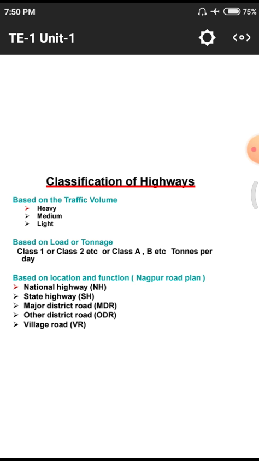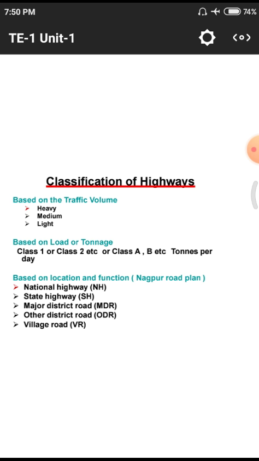Based upon the traffic volume: heavy, medium and light. Heavy roads means national highways, which are also called heavy roads. Why? Because in a 24-hour span, automatically lorries and other carriage vehicles are simply traveling on those national highways.